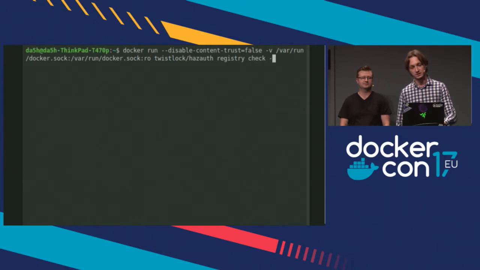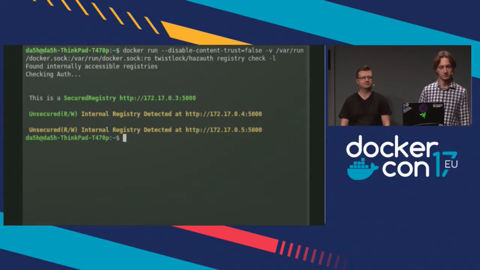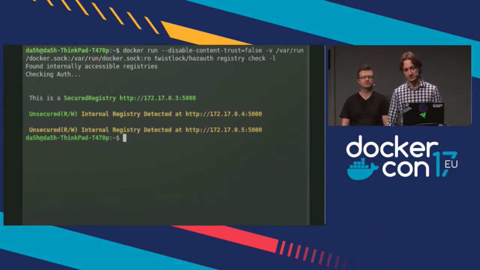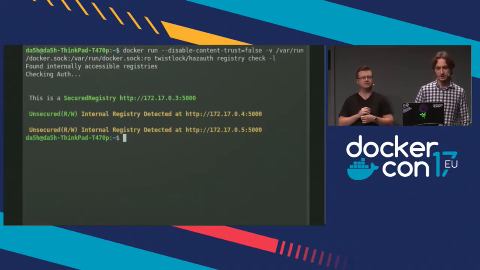As you see, twistlock-HazAuth is the image, so you can pull it right after this talk and check it yourself. You can see that it has found 3 registries. Only one of them was actually configured correctly. And you can see that the 2 others are open.